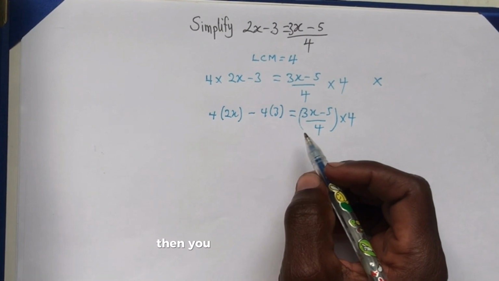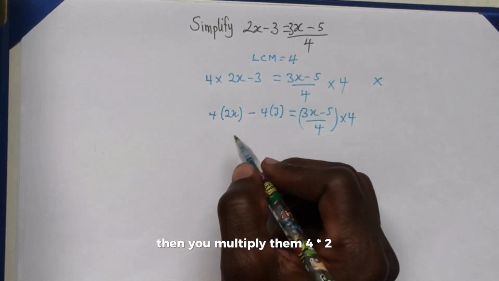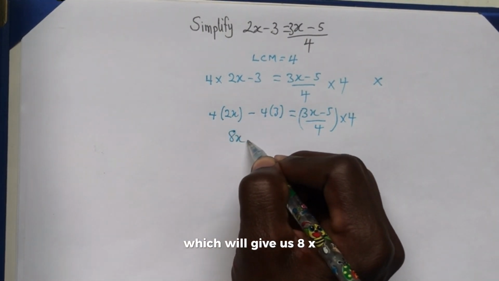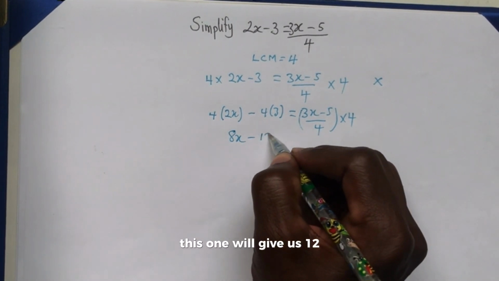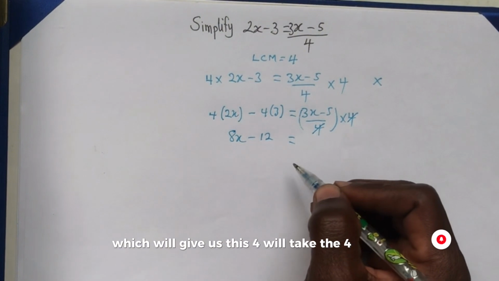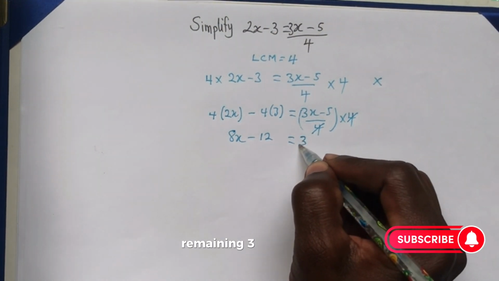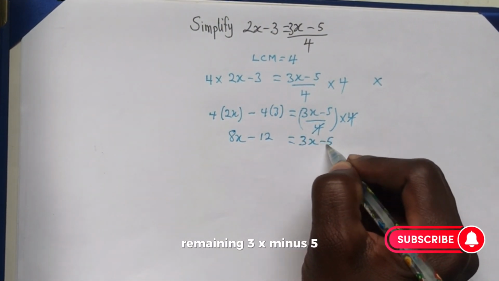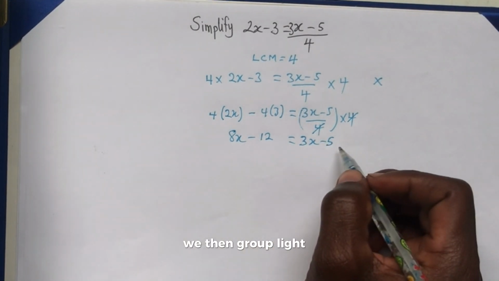Then you multiply them, 4 times 2x, which will give us 8x. This one will give us 12, and this 4 will take the 4 away, remaining 3x minus 5. We then group like terms.